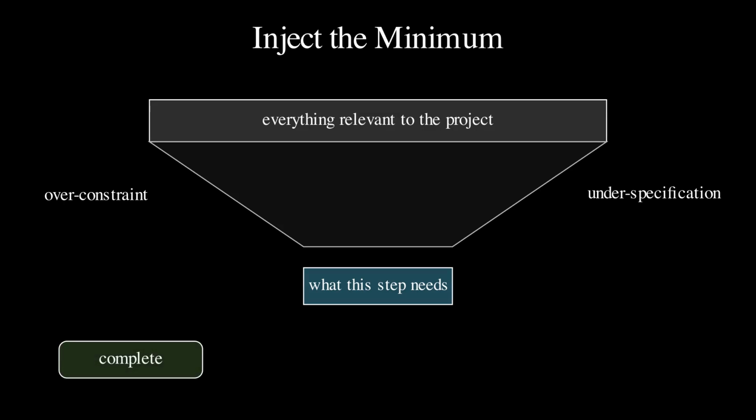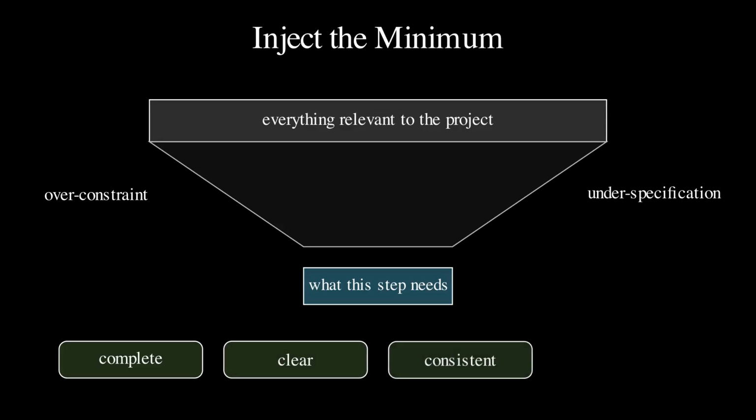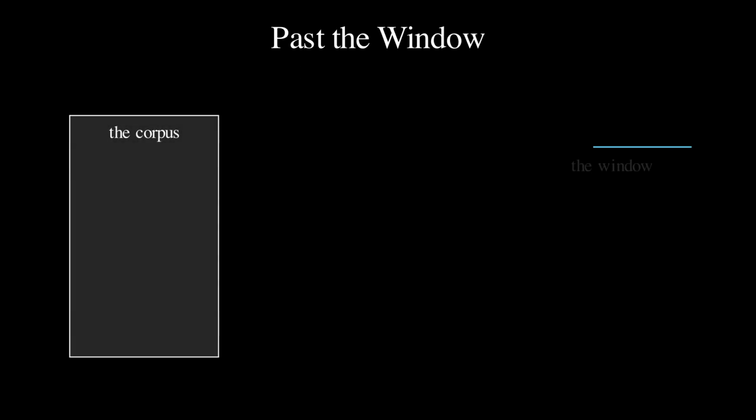Before trusting a context design, check 4 properties. Complete: it covers the scenarios that matter. Clear: each instruction is unambiguous. Consistent: the parts do not contradict. And testable: the resulting behavior can be verified. When the necessary context exceeds the window, 3 strategies extend your reach.